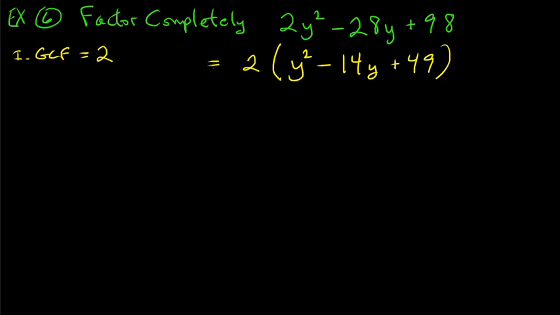Okay? So is that it? Can we go any further than that? So let's look at the y squared minus 14y plus 49. It's another trinomial, but in this case a is 1, so we have that shortcut. Also 49 is a perfect square, right? And 1 is a perfect square. So let's look for perfect square trinomial.